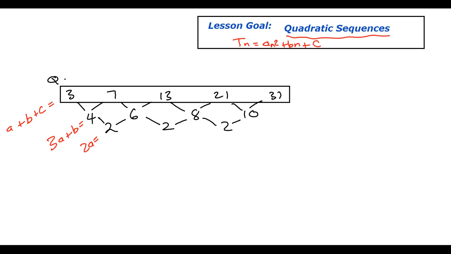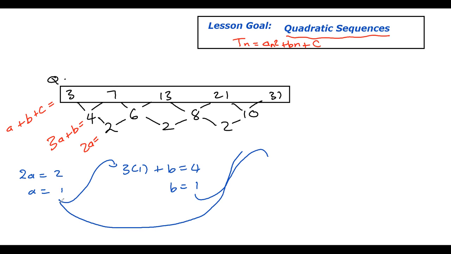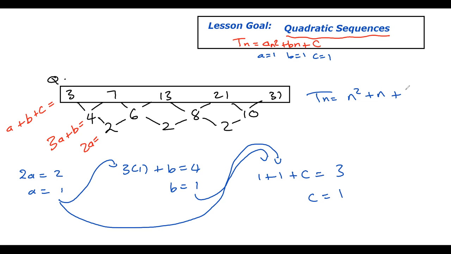So we start with the first one, which will be our 2a, right? So we say, okay, well, 2a is equal to 2, so a is equal to 1. We then substitute that into 3a plus b equals 4, and then b becomes 1. Then we substitute that into the third one, a plus b plus c equals 3, so 1 plus 1 plus c equals 3, and we can see c is equal to 1. So therefore, we know that a is equal to 1, b is equal to 1, c is equal to 1. So Tn is going to equal n squared plus n plus 1.